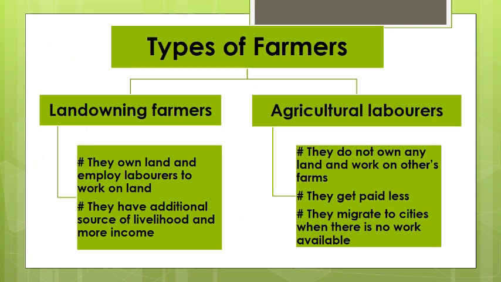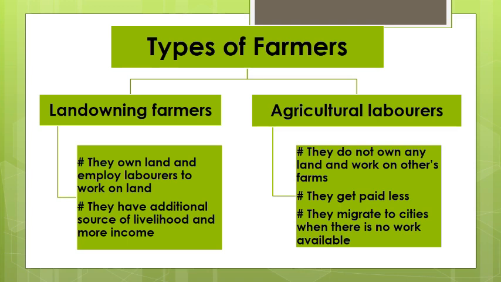Now let's see the types of farmers. There are broadly two types of farmers: land-owning farmers and agricultural laborers. Land-owning, as the name suggests, are the farmers who own land and they employ laborers to work on their land. Thus, they have leisure time and an additional source of livelihood, and thus they get more income.